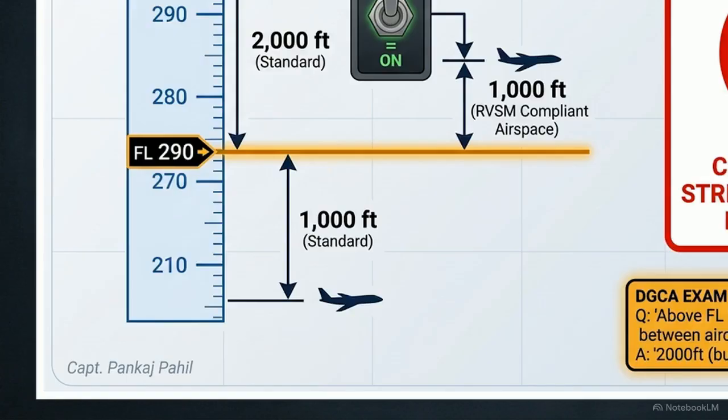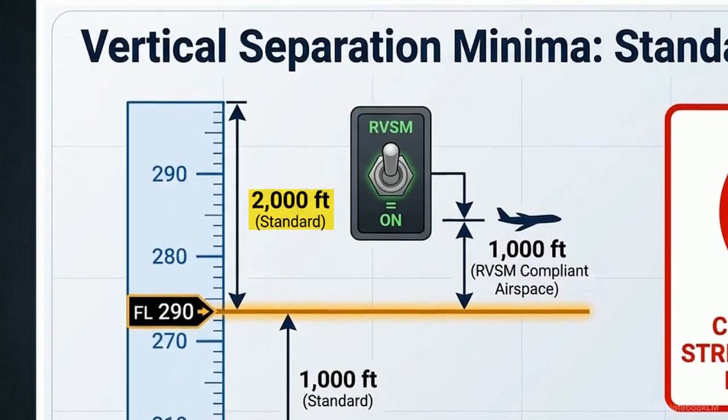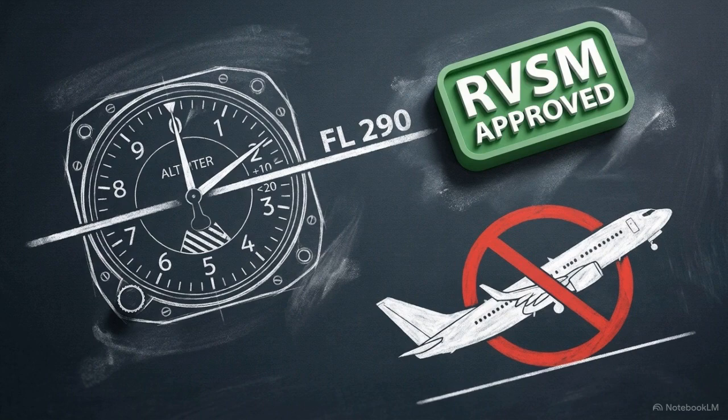This graphic illustrates the standard vertical separation minima. The baseline requirement is 1,000 feet of vertical distance. Once you climb above flight level 290, that minimum requirement doubles to 2,000 feet. There is a critical exception for RVSM-compliant airspace, where the separation remains at 1,000 feet, even above FL 290. Also note that performing a cruise climb is strictly prohibited in Indian FIRs.